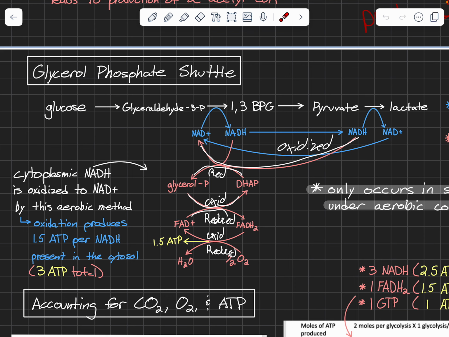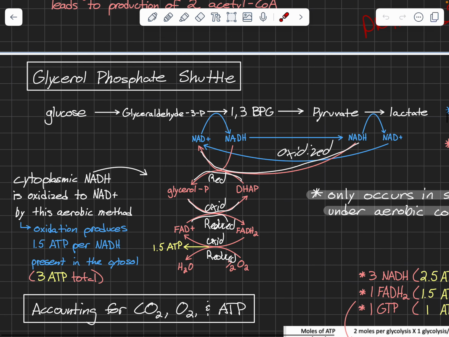DHAP, what it's going to do is it's going to react with NADH here. It's going to get reduced and pick up a hydrogen from that NADH. And then it's going to turn into Glycerol P. Glycerol P is going to come down here and react with FAD+. And then that is going to produce FADH2. And then look at that, another redox reaction, and we are producing 1.5 ATP through that redox reaction.